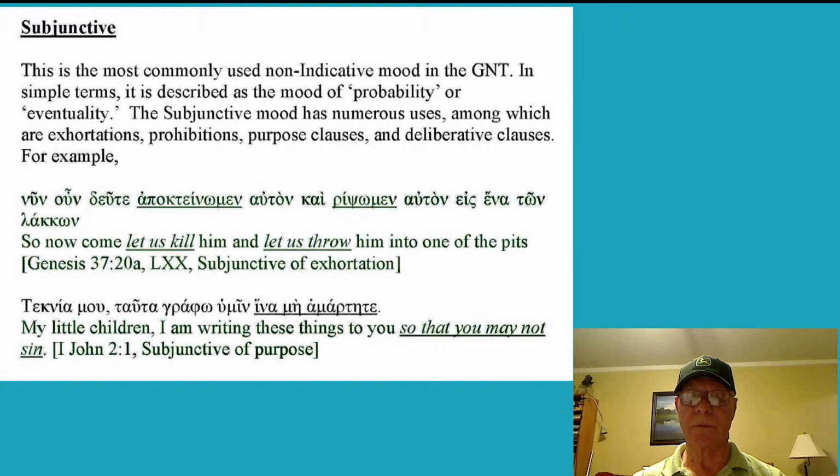The first examples come from the Greek Septuagint, Genesis 37:20. Nin un devte apakrinomen aftan keuripsomen aftan is anaton lakon. So now, come, let us kill him and let us throw him into one of the pits. These are called subjunctives of exhortation. And from 1 John 2:1, Teknia mu tafta grapho imin inami amartite. My little children, I am writing these things to you so that you may not sin. This use is called the subjunctive of purpose.